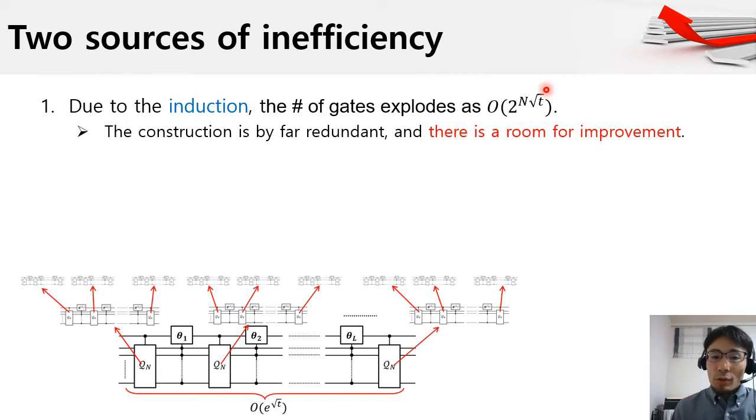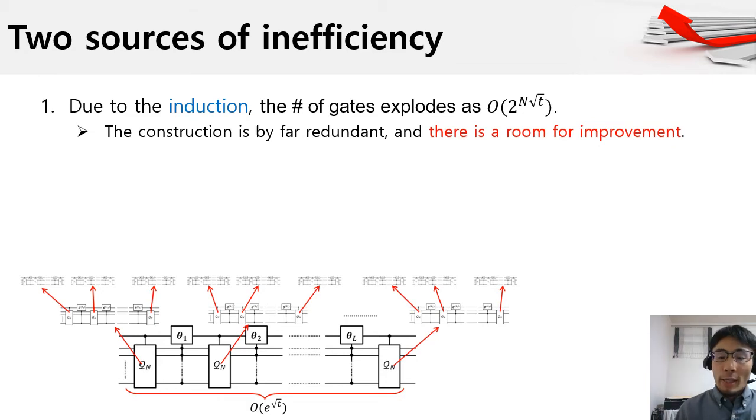But I should also say that this construction is by far redundant, and we are pretty sure that there's room for improvement. We are not sure if we can improve this scaling into polynomial scaling. Maybe it's very hard or impossible, but at least we can say that there's room for improvement.